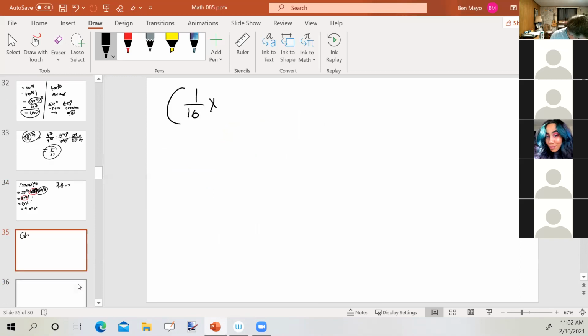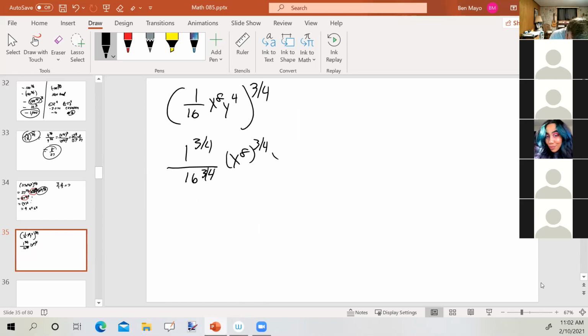1/16 x to the 8th, y to the 4th, all to the 3/4 power. So we've got 1 to the 3/4 power over 16 to the 3/4 power, x to the 8th to the 3/4 power, y to the 4th to the 3/4 power. Okay, so we've got each one of those pieces raised to the 3/4 power.